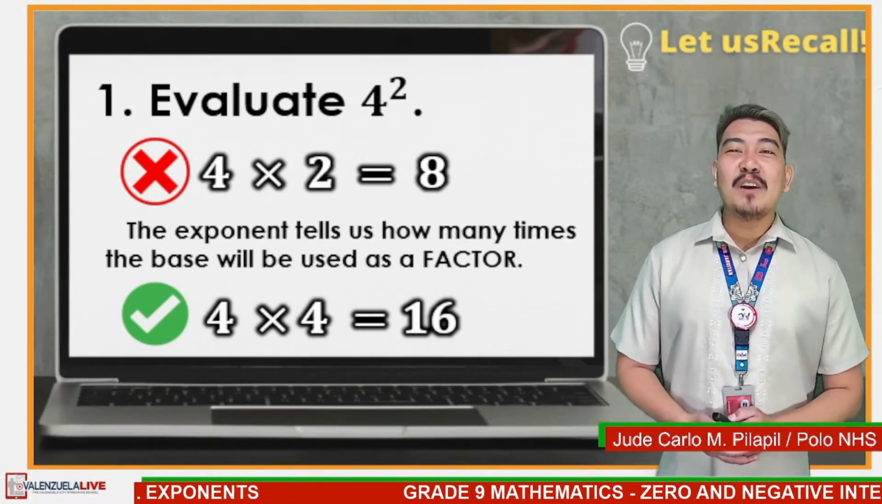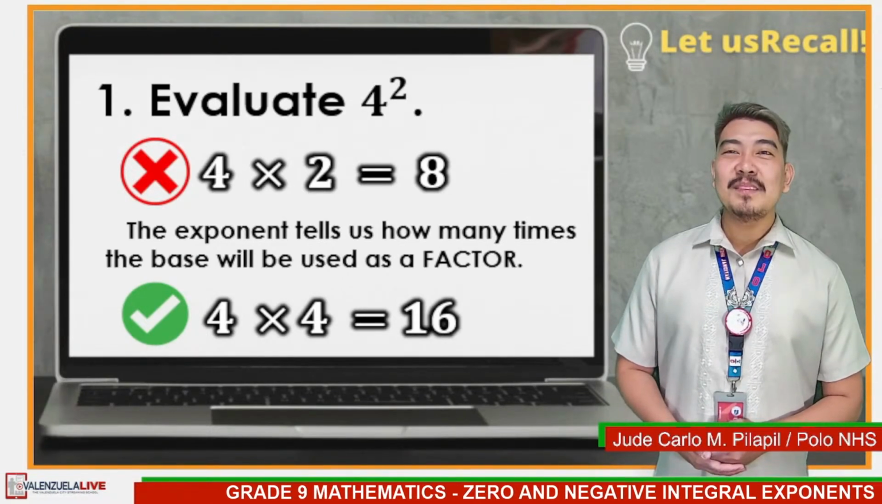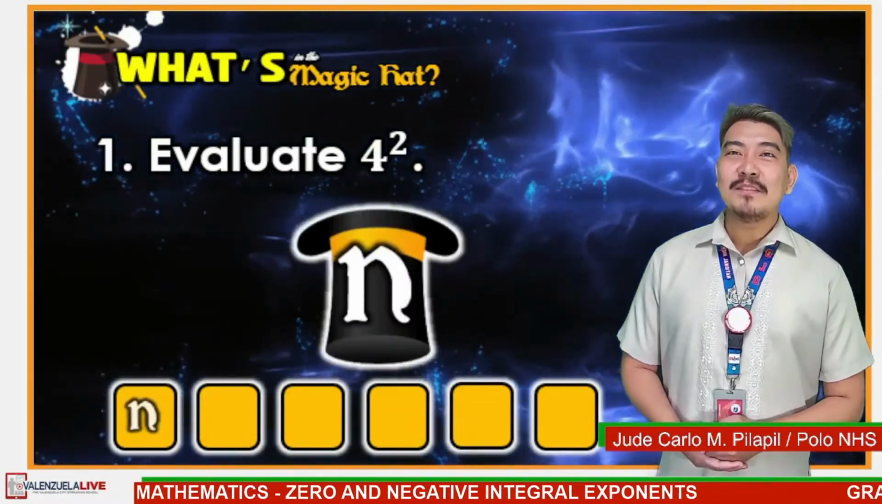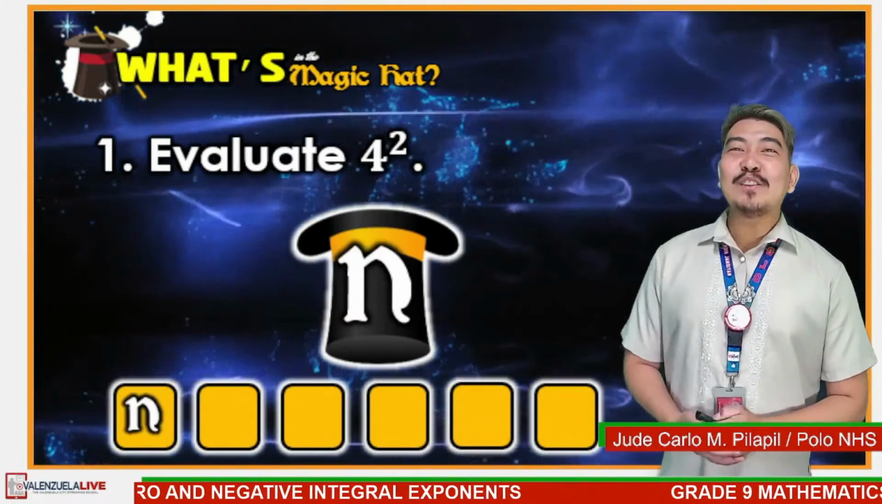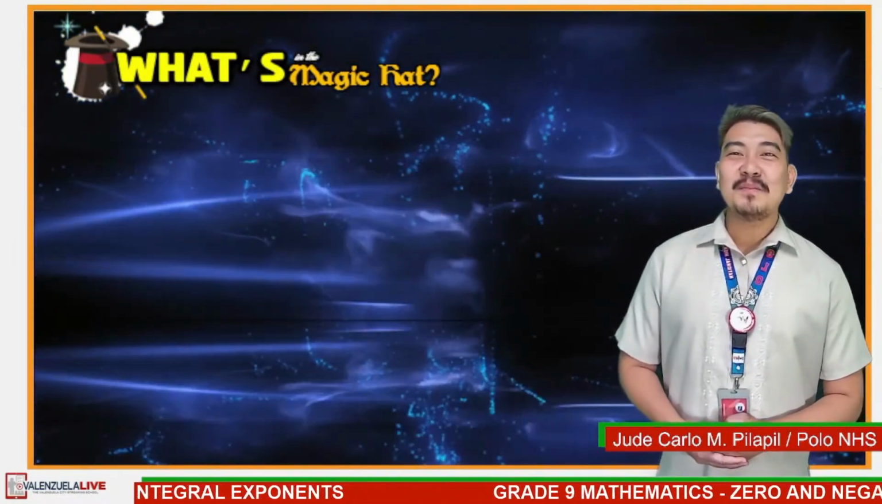Let us find out what is the first letter clue that we have. The first hat has the letter N. Let us answer some more questions to reveal the hidden word.